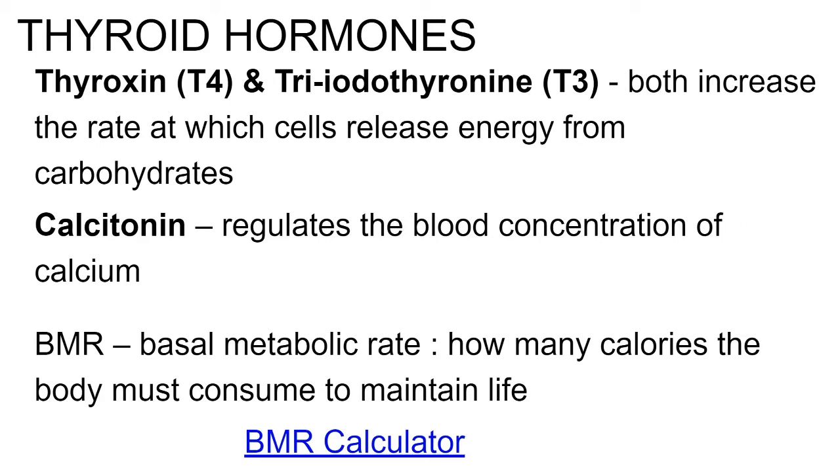And then calcitonin, it regulates the blood concentration of calcium, as we mentioned before. Your body is set at what is known as the BMR, or basal metabolic rate. It's how many calories the body must consume to maintain life. So for most humans, that average is around 1,500 to 2,000 calories a day.